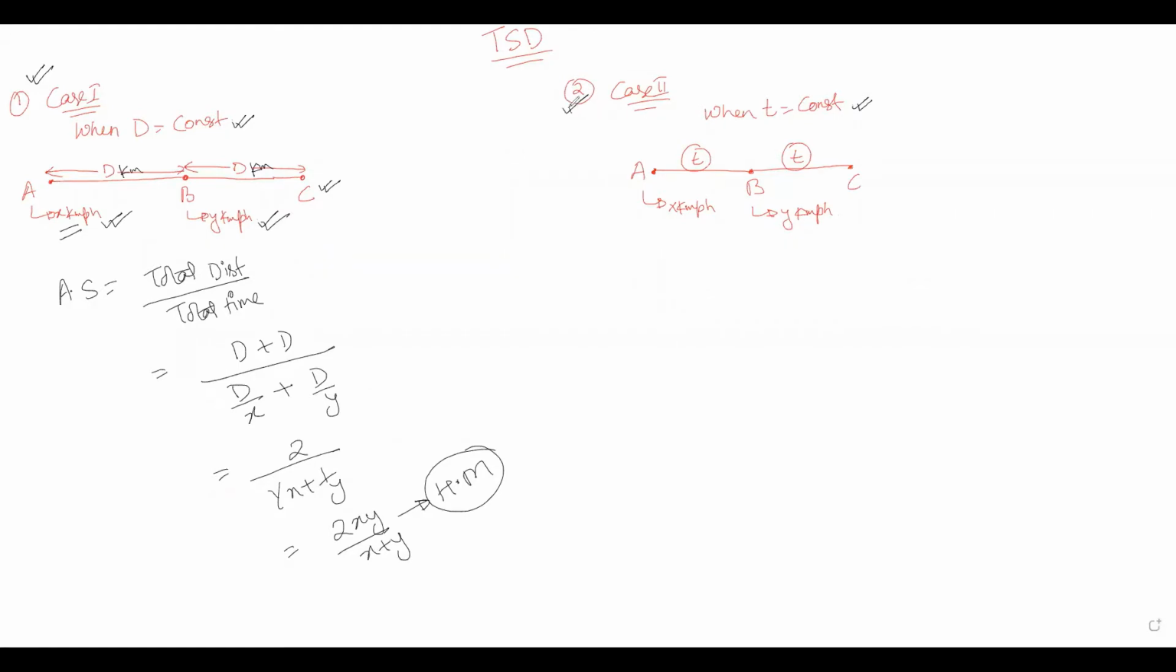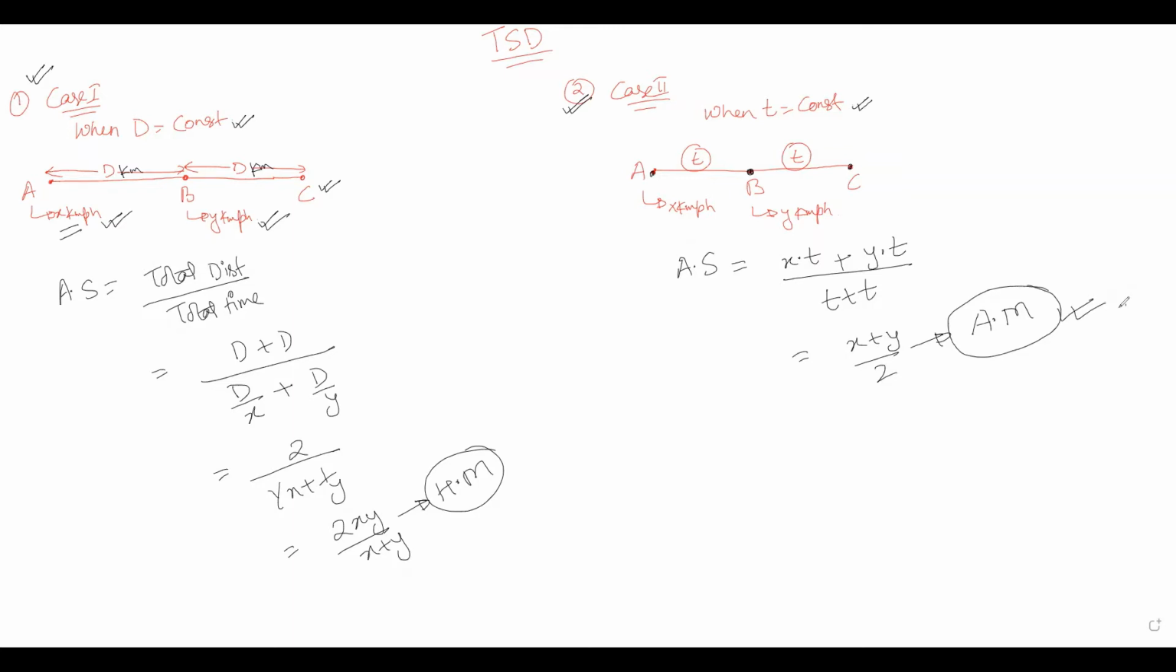In a similar way, in case 2, the time traveled from point A to point B is say t hours, and the time traveled from point B to point C is again t hours. So when we find the average speed, this would be simply total distance upon total time. Total distance would be speed into time from A to B plus speed into time from B to C, upon the total time, which would be t plus t. If you simplify this, this would be simply (x plus y) upon 2, which is nothing but the arithmetic mean of these two speeds.